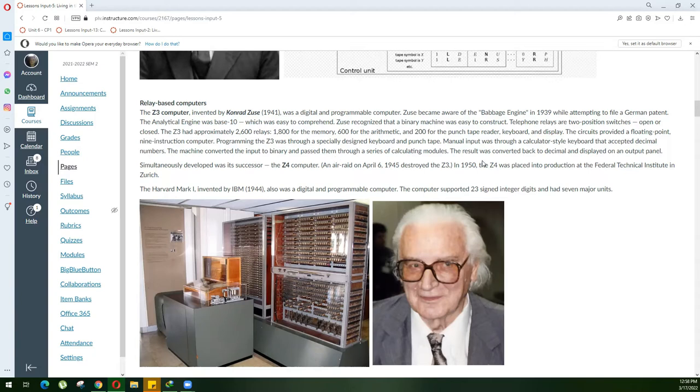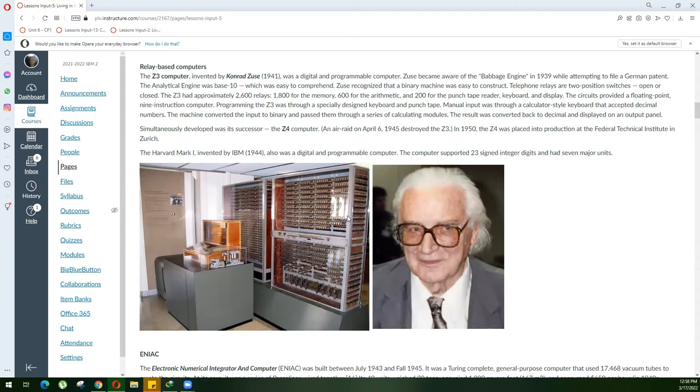The result was converted back to decimal and displayed on an output panel. Simultaneously developed was its successor, the Z4. An air raid on April 6, 1945 destroyed the Z3. In 1950, the Z4 was placed into production at the Federal Technical Institute in Zurich.